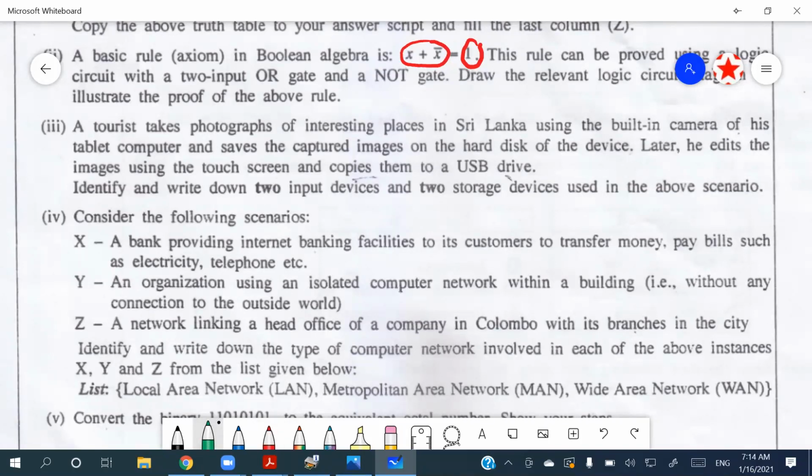Yeah, so which is simple, right? 2 input devices and 2 storage devices. The tourist takes photographs of interesting places in Sri Lanka using the built-in camera. So the built-in camera is going to be an input device of his tablet computer, and he saves the captured images on the hard disk. So the hard disk is going to be a storage device. Later, he edits the image using the touchscreen. The touchscreen is going to be an input device.